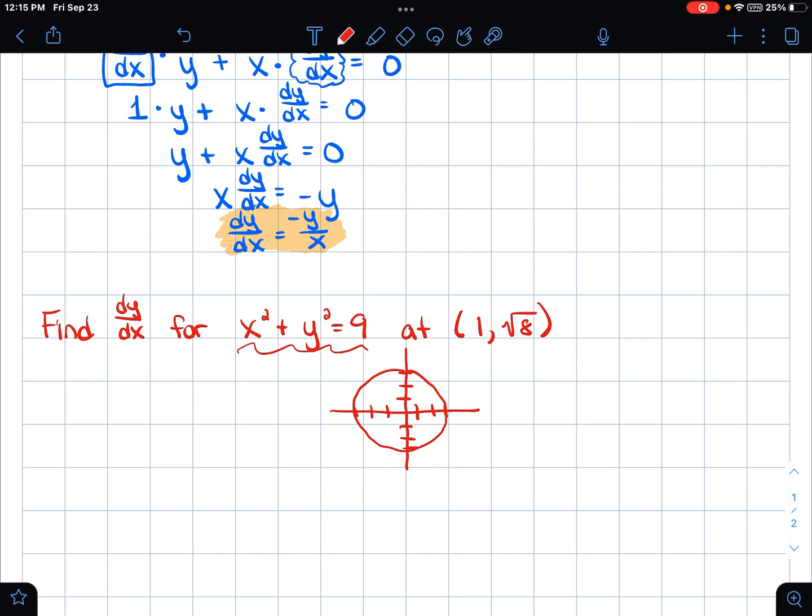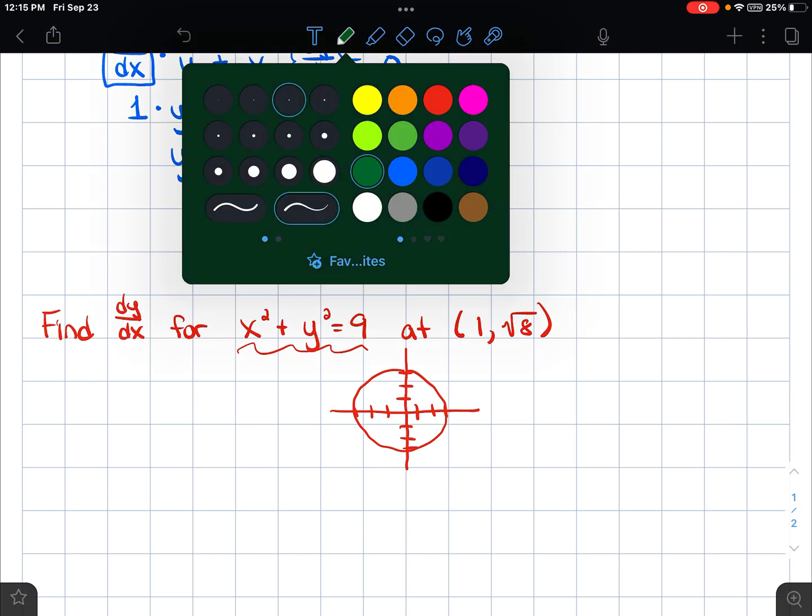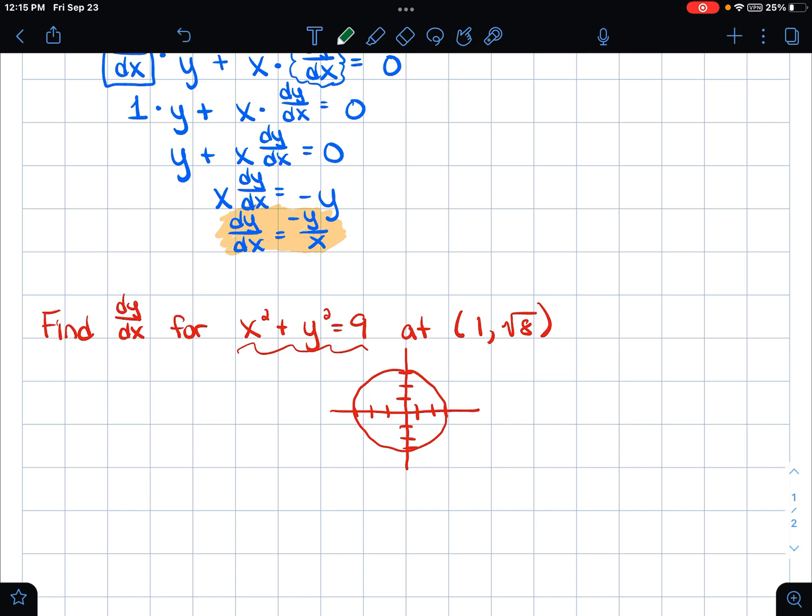is find the slope of the line tangent to this graph at the point 1 comma square root of 8. So here's that point 1 comma square root of 8, and I need to find the equation or the slope of the line tangent to that point. In order to do that, we're going to find the derivative.